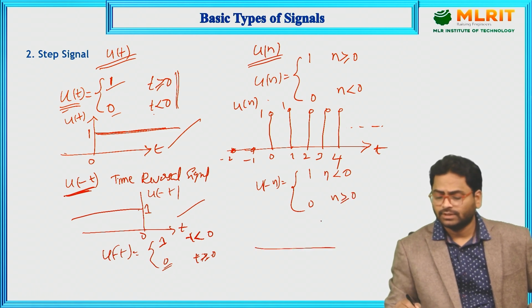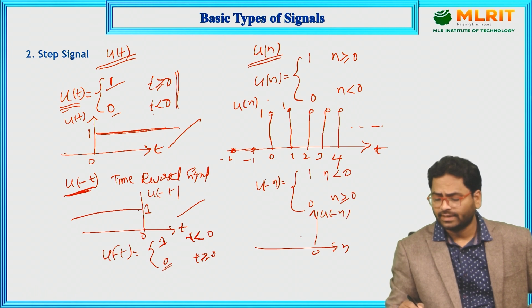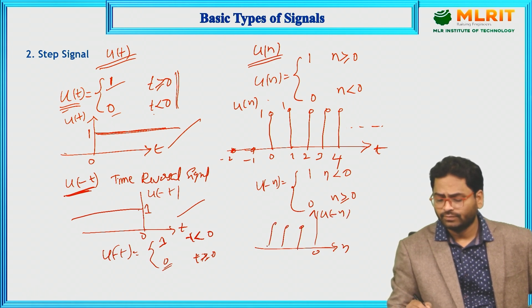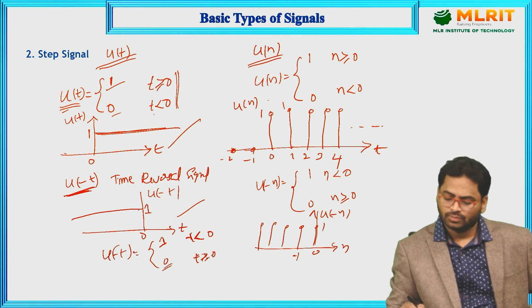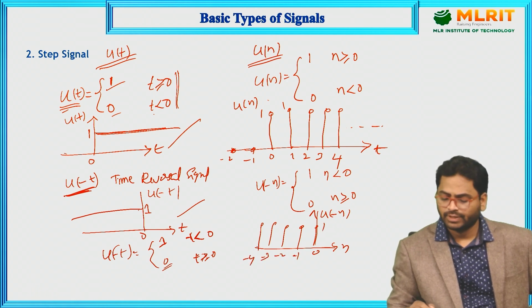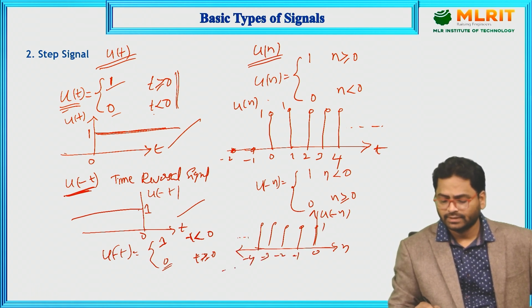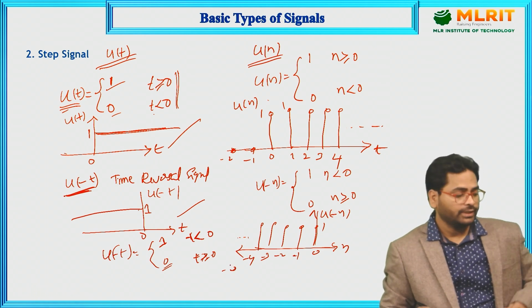That means the signal looks like this: u of minus n, with amplitude 1 at 0, minus 1, minus 2, minus 3, minus 4, like this up to minus infinity. Okay, this is about the step signal.